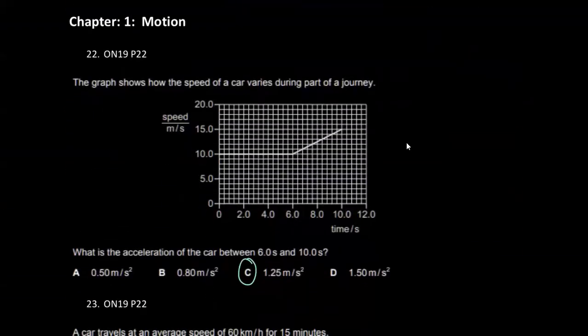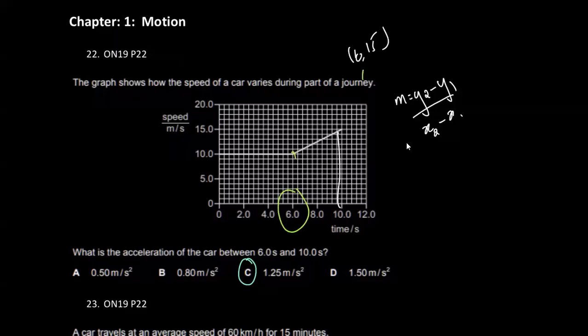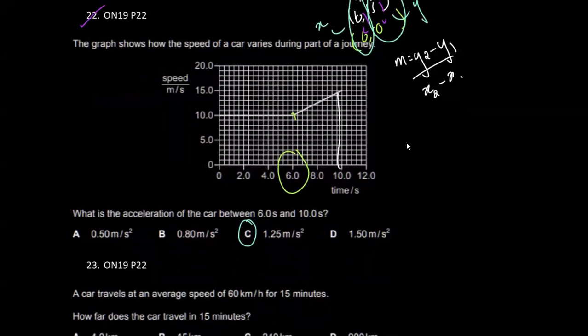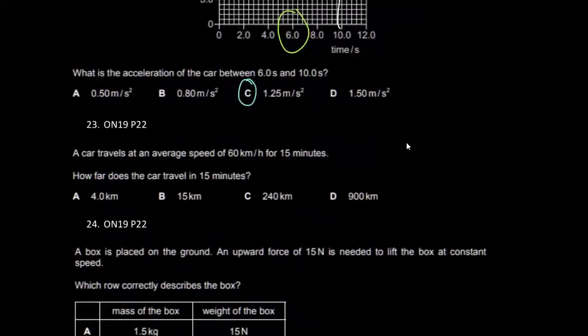Question number 22. We did this, but I'm just going to repeat this question. You just need to find the gradient. Y2 minus y1 over x2 minus x1. And in this case, the numbers that you have is 10, 15, and on the other hand, you have 6 and 10. Always remember you need to write the x coordinates first, and then you write the y coordinates, and then you just subtract both of these and divide them. So it's very simple.